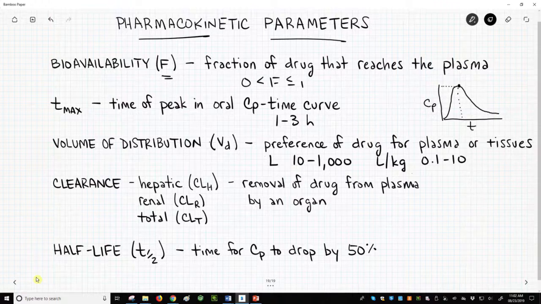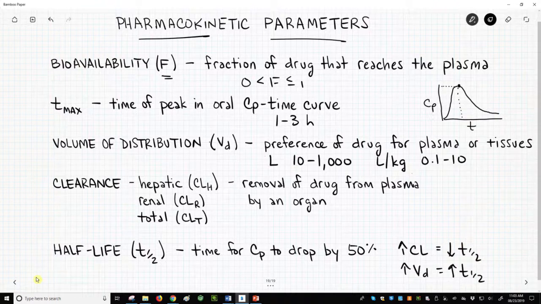Half-life. Half-life describes how long is required for the plasma concentration to drop by 50%. Half-life is likely the most important single pharmacokinetic parameter. Half-life is closely tied to both volume of distribution and clearance. Higher clearance means a shorter half-life. A higher volume of distribution means a longer half-life.